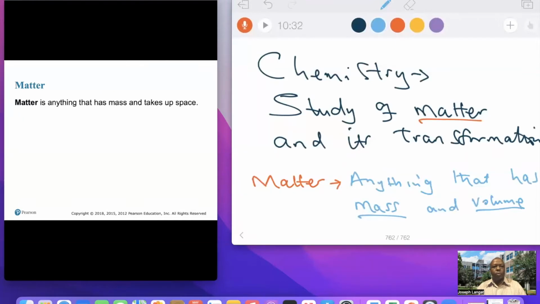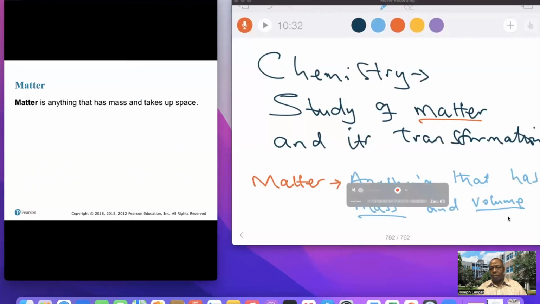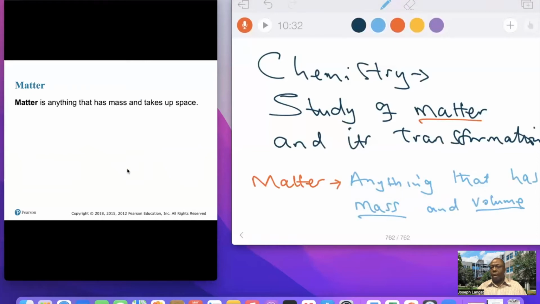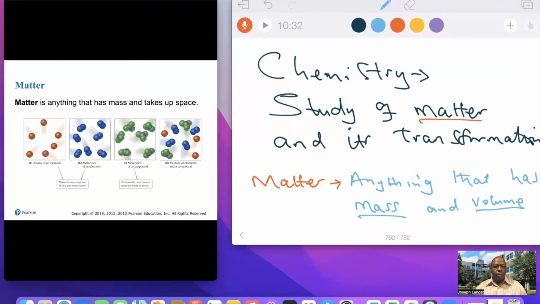I had earlier defined matter. Matter is anything that has mass and takes up some space, or has volume. That's how you define matter, and you should be able to do it. The diagram you see here is an illustration of the composition of matter, which can consist of elements or molecules. We'll see later on the difference between atoms and molecules of different compounds. The take home message here is that you should be able to define matter.